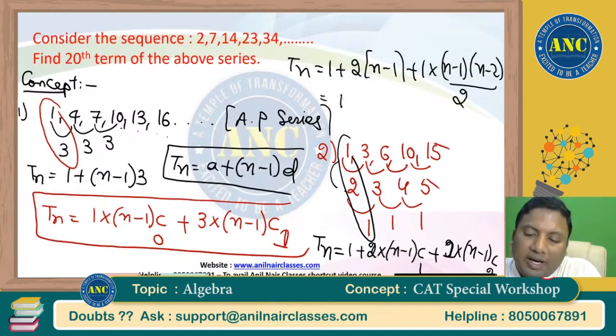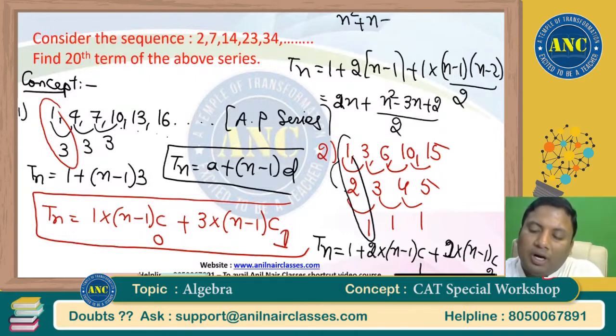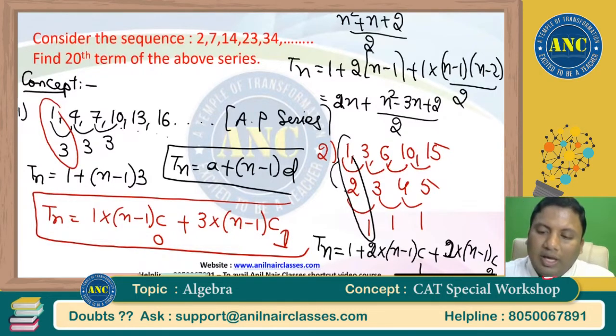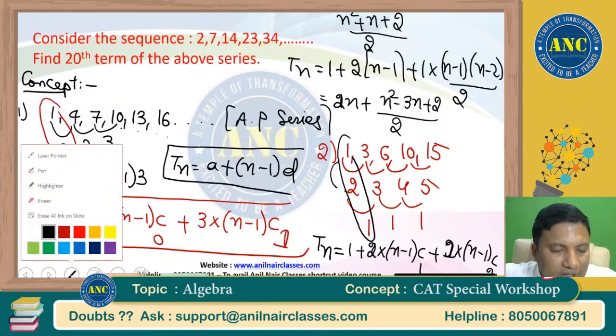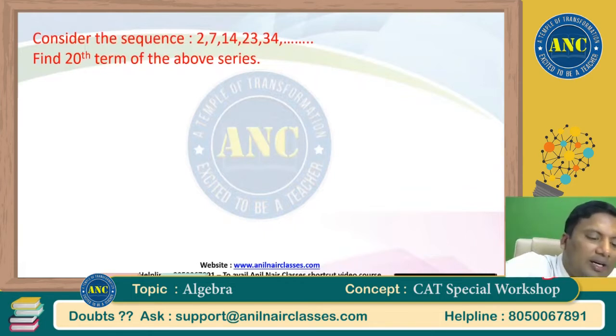Just hold on, sir, I will give you a very interesting concept. 2n plus n square minus 3n plus 2, divided by 2. 2 2s are 4n. 4n minus 3n is nothing but n. So n square plus n plus 2, divided by 2. Just 1 minute, sir. I will write it down a little neatly here, so that you will not get any doubt.